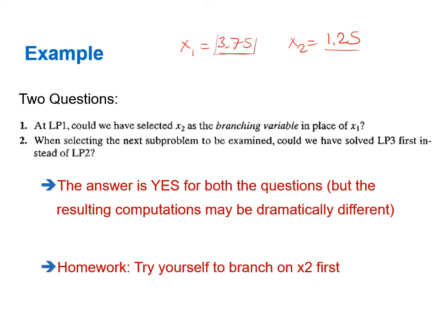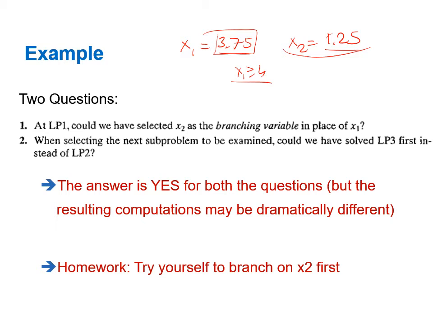We selected x1 and said that, okay, I'm going to include one constraint as this one and the other constraint as this one and continue. But why didn't we consider x2? Because it is also not integer. Can't we branch this procedure on x2? Is it a condition that we should always branch x1?